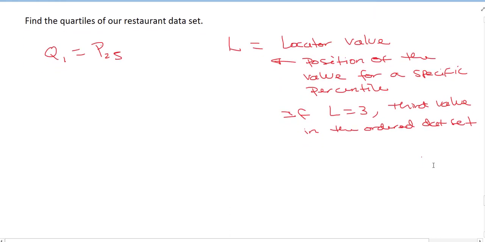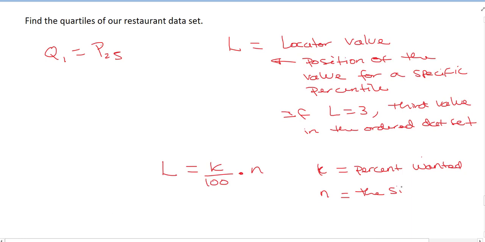Right, so if L is 5, that's the fifth value when you have put the data in order. And so when you say it's the position of the value for a specific percentile, the formula that we're going to use is L equals K over 100, percentile, times N. So we already said what L is. What is K? K is the percent value wanted. So in our case, we want the 25th percentile, so K will be 25. And then N is what it always is. N is the size of the sample, so the number of values in our data set.